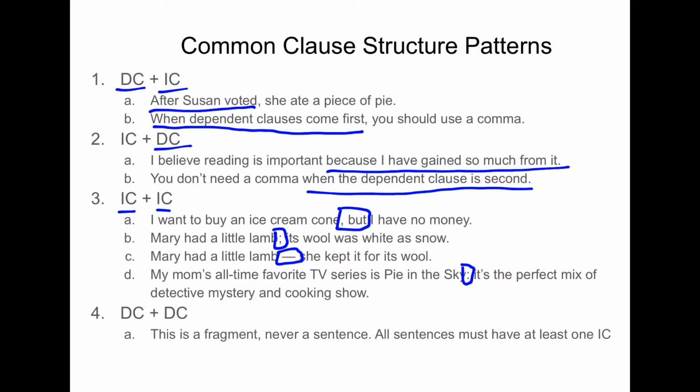The last possible type is to have two dependent clauses. And this is a fragment, never a sentence. All sentences must have at least one independent clause. That's why sometimes they're called the main clause.